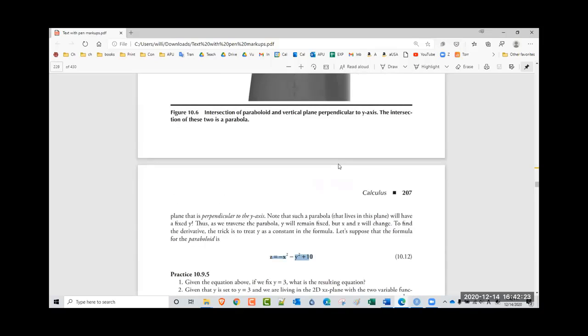So, okay, now here's the equation of the paraboloid. Right? Which points are going to be on the parabola? Well, what are they going to be? They're going to be both in the plane and in the paraboloid. So to be in the plane, what do they have to satisfy?